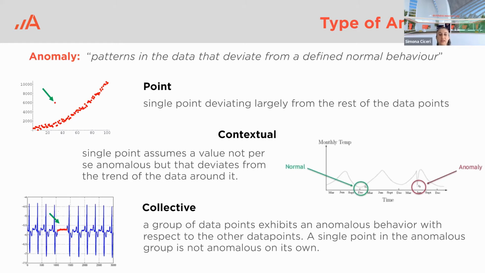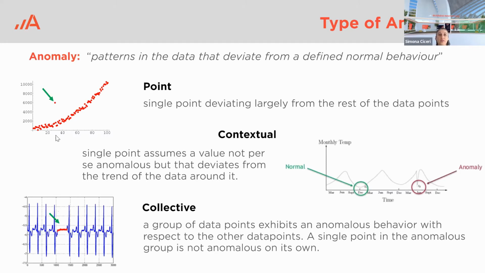Finally, a collective anomaly, as shown at the bottom left, is when a group of data points exhibit an anomalous behavior with respect to the other data points. And a single data point within this anomalous group is, however, not necessarily an anomalous one on its own.